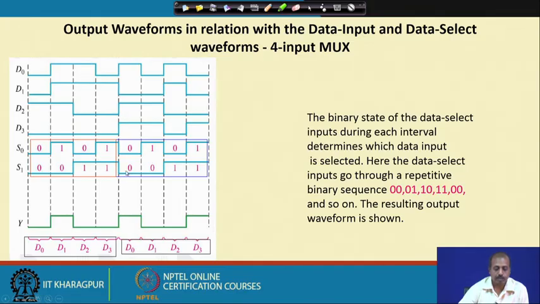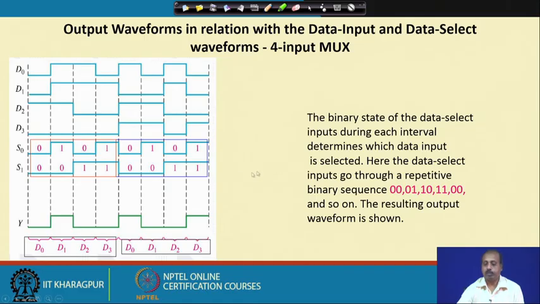After that S1, S0 again has become 0, 0, so in that case D0 will be copied to the output again. Then it is 0, 1, so we get D1 copied to the output. This way it goes. So if varying signals are applied to the inputs D0, D1, D2, D3, and the select lines S0, S1 also have some time-varying signal, then you can draw the corresponding timing diagram like this.